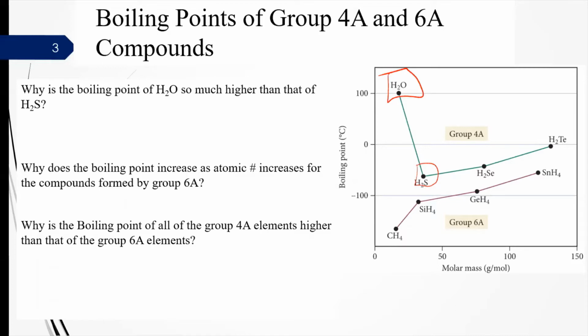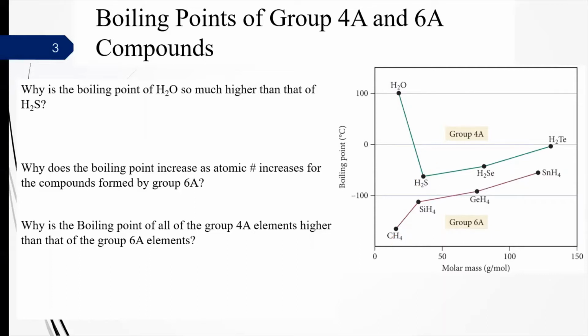We're comparing things like our group 6A, and we're saying, well, if all of our hydrogens stay the same, why does our boiling point go up as we go from carbon to silicon to germanium and tin? And then why is group 4A always higher than our group 6A? So there's a lot of different things there that you have to keep in mind when you're comparing them.